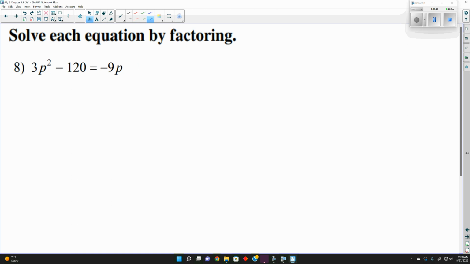Yes? So let's look at number 8, this one here. Number 8 is a little bit different. What's different about this one here? It equals negative 9. It doesn't equal 0. So the first thing we need to do is get this thing equal to 0. So how can I get it equal to 0? We can add 9p to both sides.